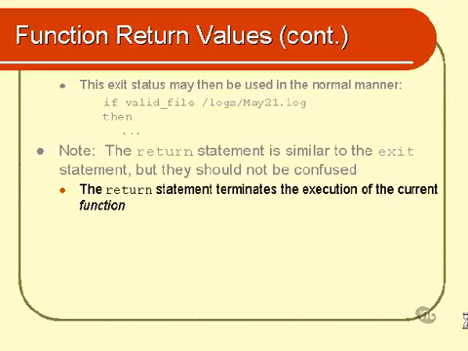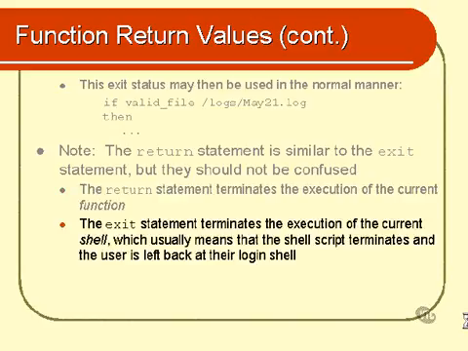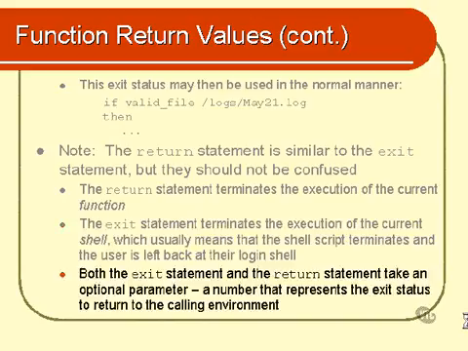Here's the difference. The return statement actually terminates the execution of the current function, and that's all. Whereas the exit statement terminates the execution of the entire shell. Now, if you've placed that in a shell script, then that means that typically the shell script will terminate and you'll be left back at your login shell. And whether you use return or exit, both of them take an optional parameter. That number represents the exit status that is returned to the calling environment. Now, if it's a function, that represents the function's exit status, and if it's using exit, as in exit the whole shell script, then the number will represent the exit status of the entire shell script.